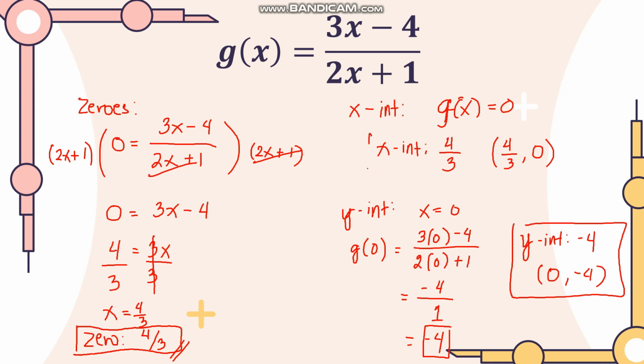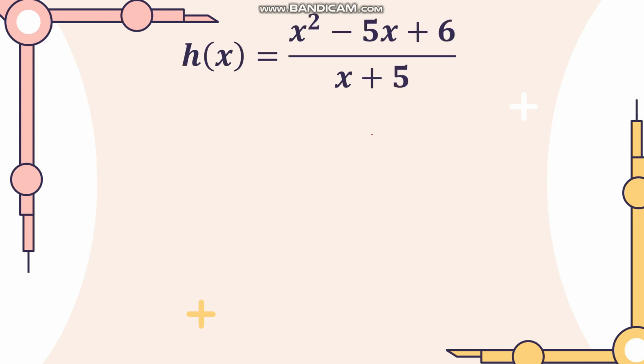So these are our answers. The zero is 4/3, the x-intercept is 4/3 as well, and the y-intercept is negative 4. And for our last example, let's have h of x equals x squared minus 5x plus 6 over x plus 5.